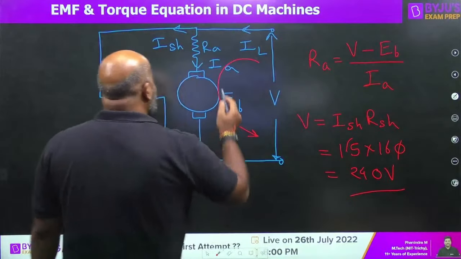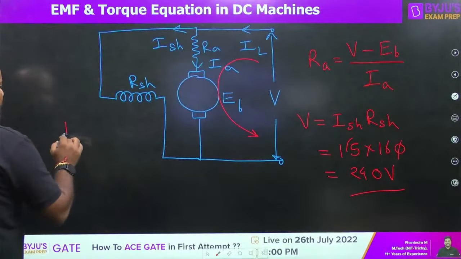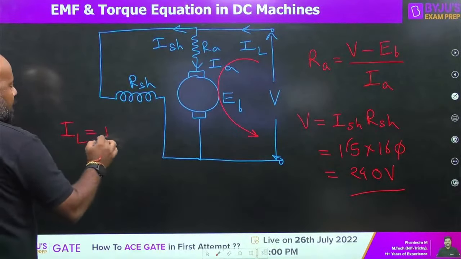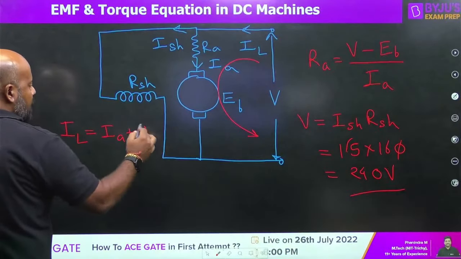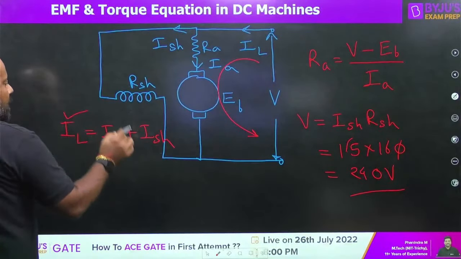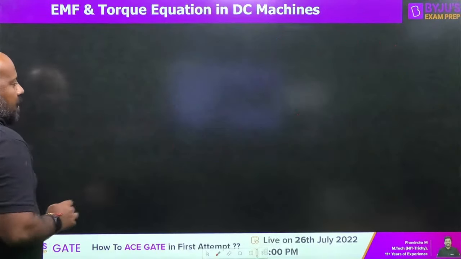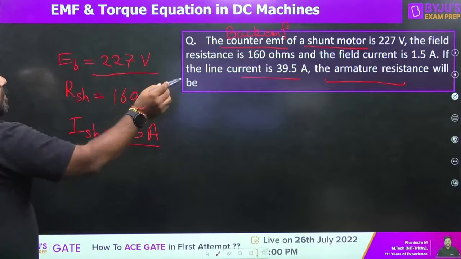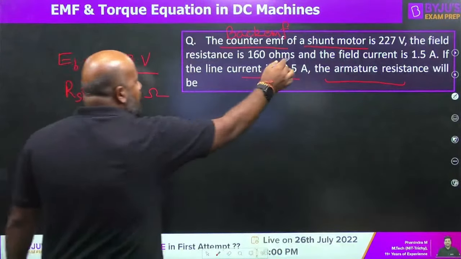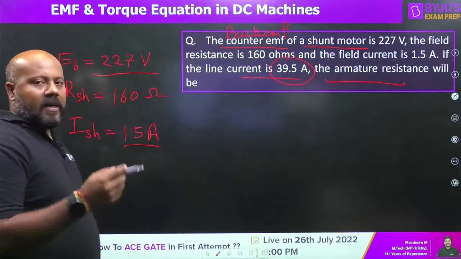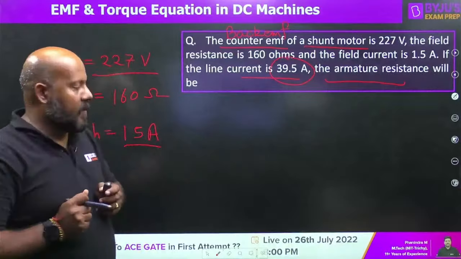Now, see here. Armature current you can relate as the line current is equal to armature current plus shunt field current. The line current is given, the shunt field current is given. Very easily you can find the armature current. What is the line current given? The value is 39.5 amperes.